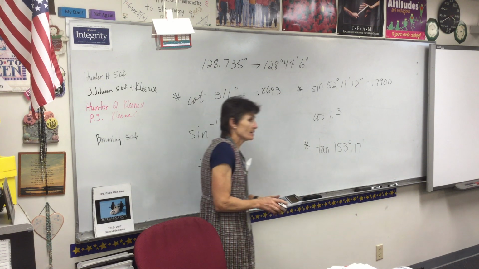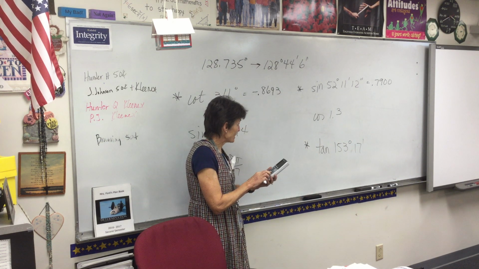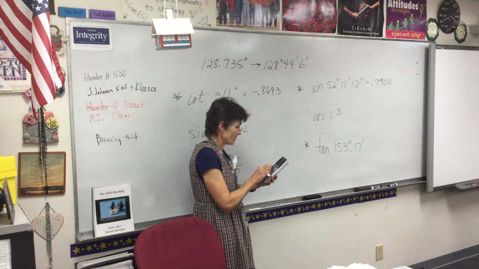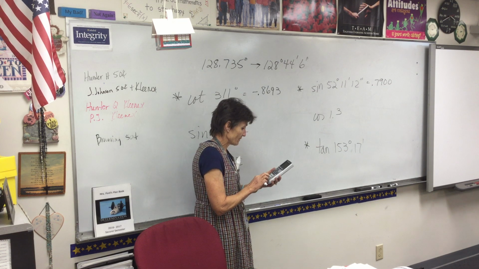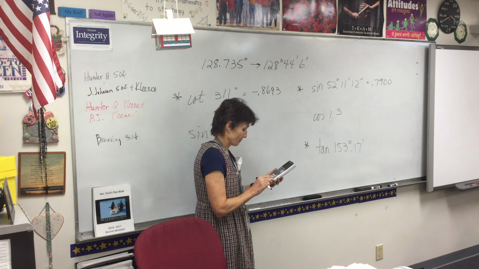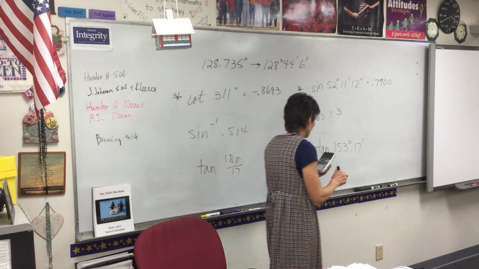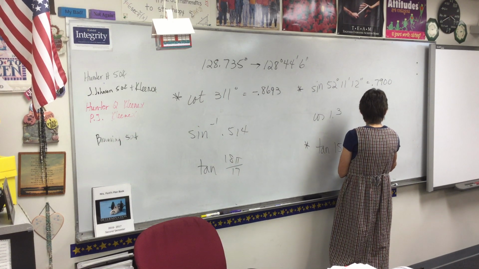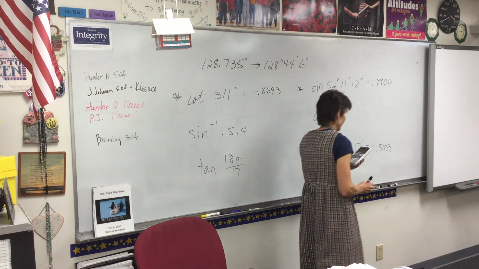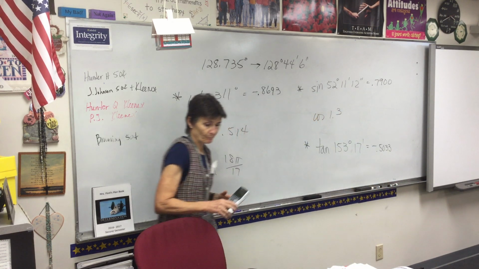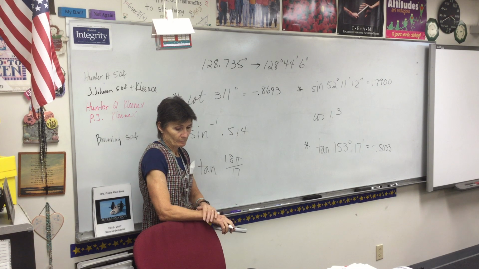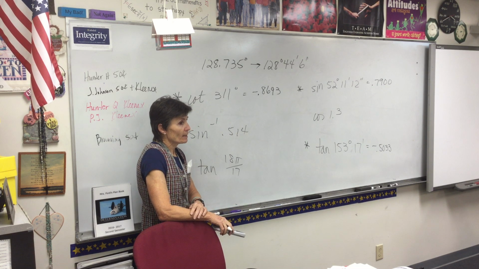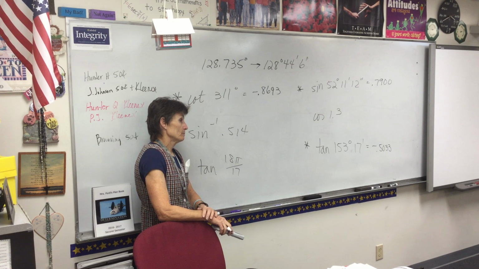And then same thing, only we don't have the seconds. So tangent 153, 17. Negative 0.5033. Is that okay with everyone? So then what do we do?